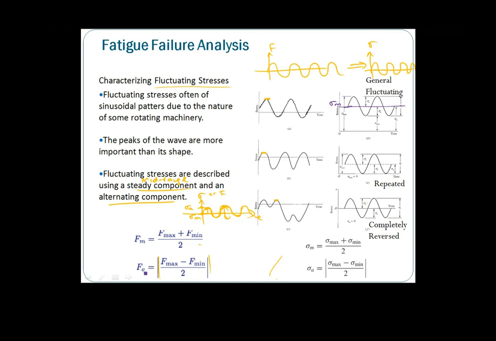Maximum, our alternating is maximum minus minimum divided by 2. So it's maximum minus minimum, divided by 2, then we are getting half of it. So that is our alternating, right? Why we need all this? Because the theory itself, later on you can see that we need to determine our sigma m, sigma a, our endurance limits before we can evaluate whether you have fatigue failures or not.